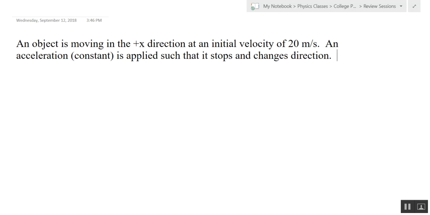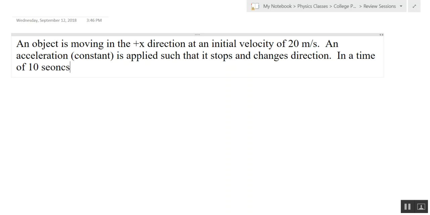Okay, so in a time of, I'm just making this up, I don't know how it's going to work out, 10 seconds.